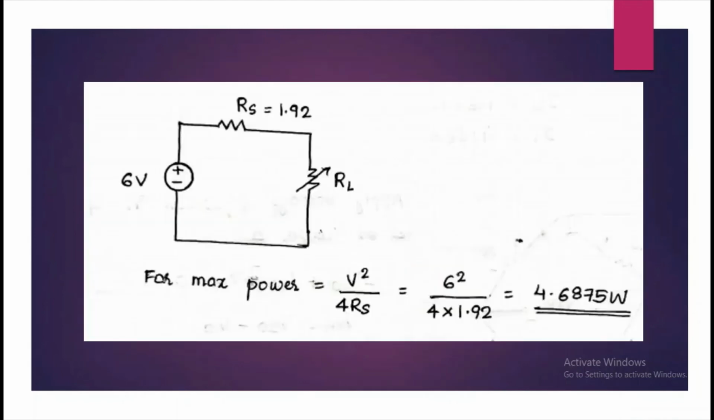Now draw the Thevenin's equivalent circuit with the voltage in series with the source resistance. According to the maximum power transfer theorem, the source resistance Rs is equal to the load resistance RL. So the maximum power would be V squared by 4Rs, which is equal to 6 squared divided by 4 into 1.92 ohm, that is 4.6875 watt.